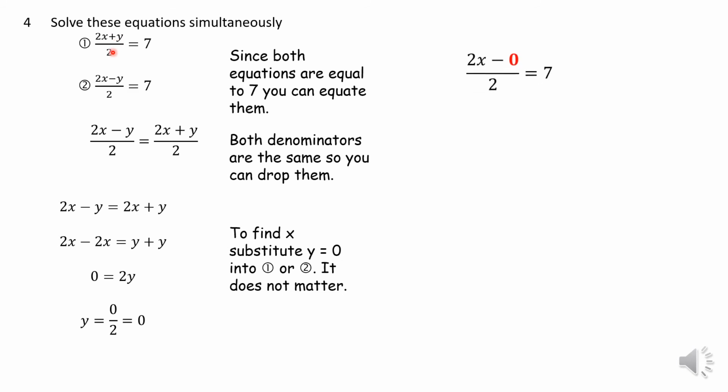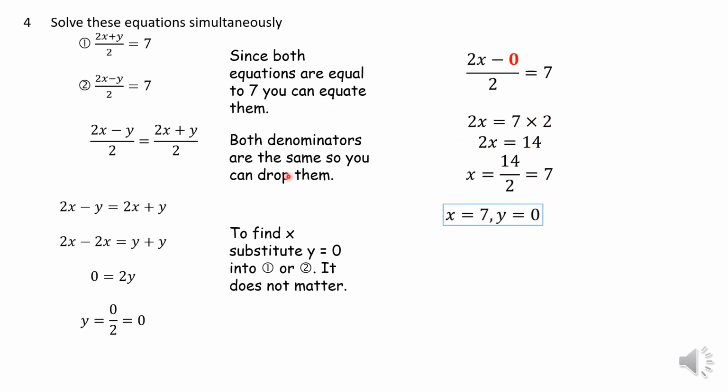So if you put in 0, whether this was plus or minus 0, that whole stuff there becomes still 0. So if you cross multiply, you realize that you have 2 times 7, which is 14. Therefore, the value of x should be 7. So this is the solution to this particular question.